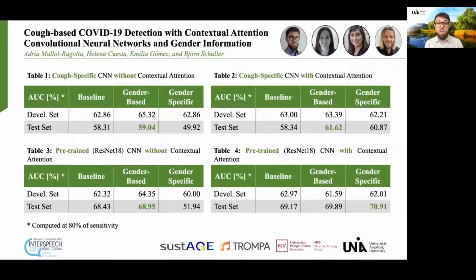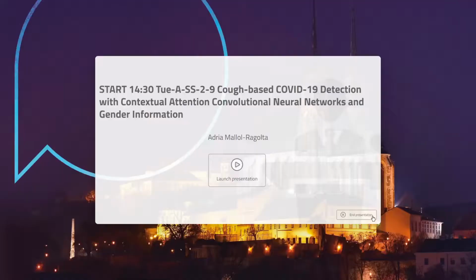Analyzing the results globally, we observe that the gender-based models obtained the best performances in 3 out of the 4 cases investigated. Therefore, it seems reasonable to state that gender impacts the detection of COVID-19 patients from the analysis of cough signals. Thank you for your attention.